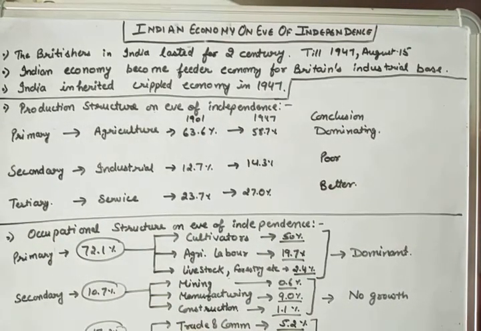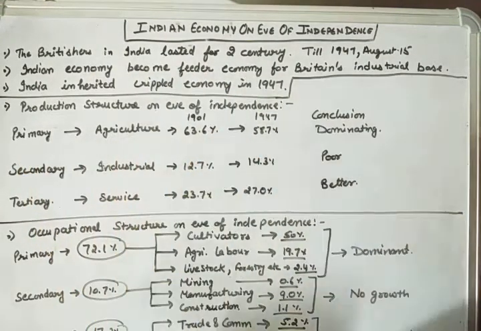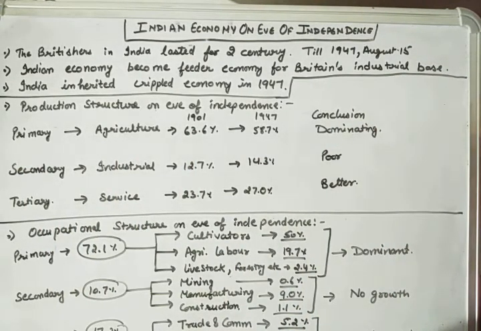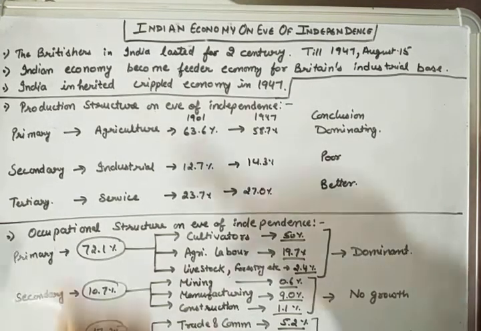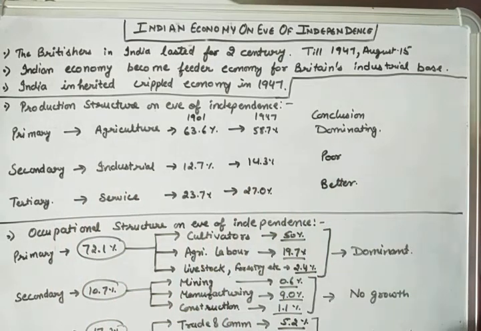All right. So, as you all know, the British rule in India lasted almost 2 centuries, till 15th August 1947. And on 15th August 1947, we got independence, and after that, we are running our country by ourselves. Indian economy became a feeder economy for the British industrial base.